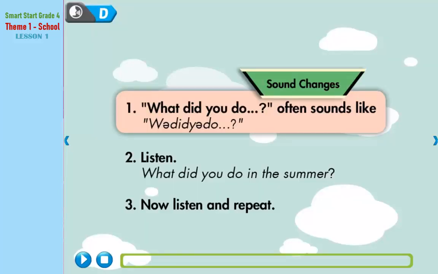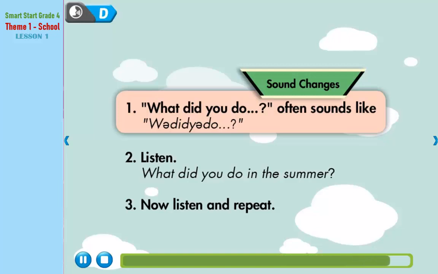Pronunciation tip. What did you do? Sounds like, what did you do? Listen. What did you do in the summer? What did you do in the summer? What did you do in the summer?